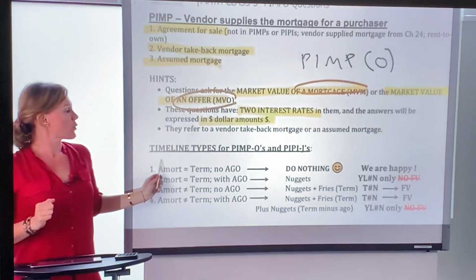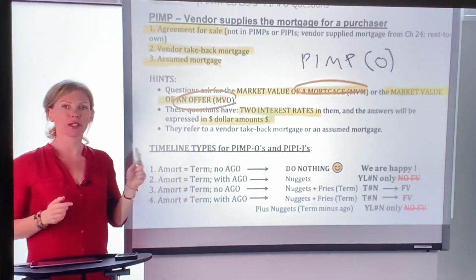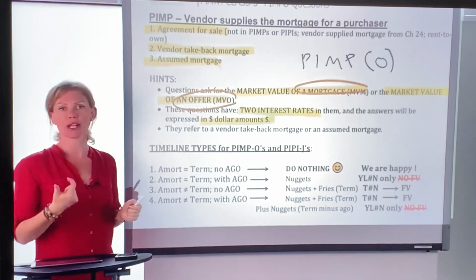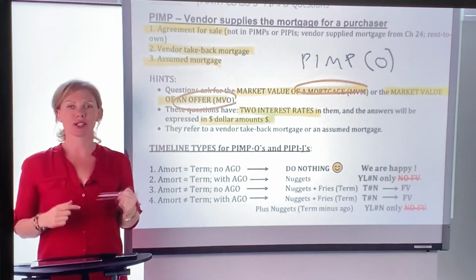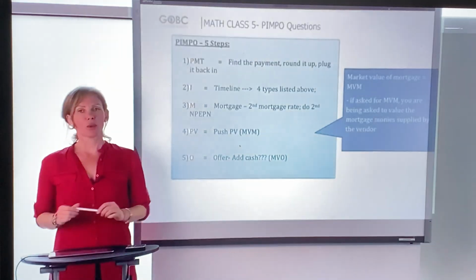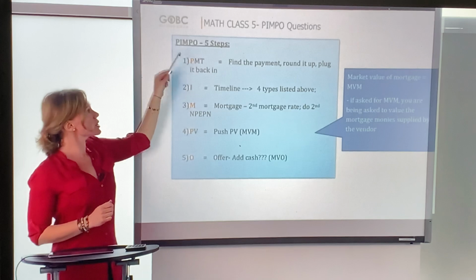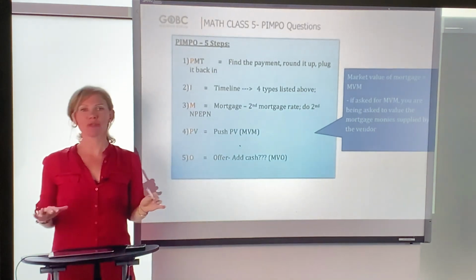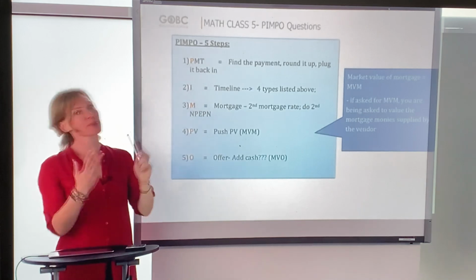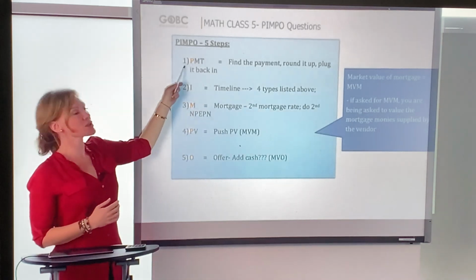This is just a formula for your timeline, right? When we do the term, you already know how to do nuggets and fry stuff, but this is going to be your cheat sheet. I'm not going to explain the stuff right now. When we go through the questions, I'm going to introduce you to all of those formulas. When we do the PIMP questions or the PIMPO questions, we're going to go through 4 to 5 steps, depending on what they're looking for. Step 1 and step 2 are always the same. I don't know if you noticed, guys, but when we're looking for outstanding balances, principal reductions, PP questions, we're always looking for that payment first.